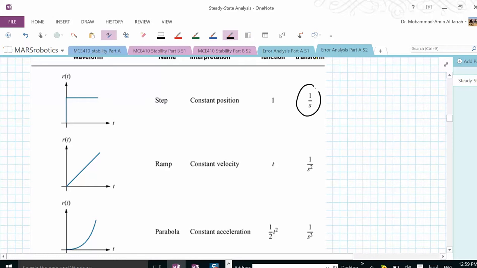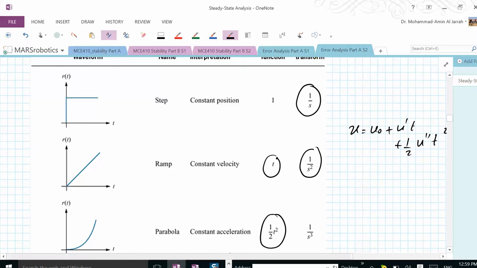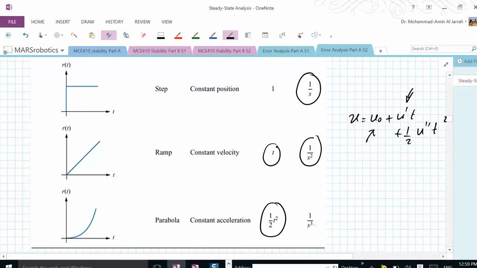This is the constant, the unit step, which is 1 over s. Then the ramp, t. Remember the Taylor series: u equals u0 plus u prime t plus 1/2 u double prime t squared. That's why for the parabolic input we have 1 over 2 times t squared. Why? Because here we have 1/2 times t squared times the acceleration. This is position, this is the velocity times t, and this is 1/2 the acceleration times t squared. So this is why we have these inputs. For t squared, the Laplace transform is 1 over s cubed.